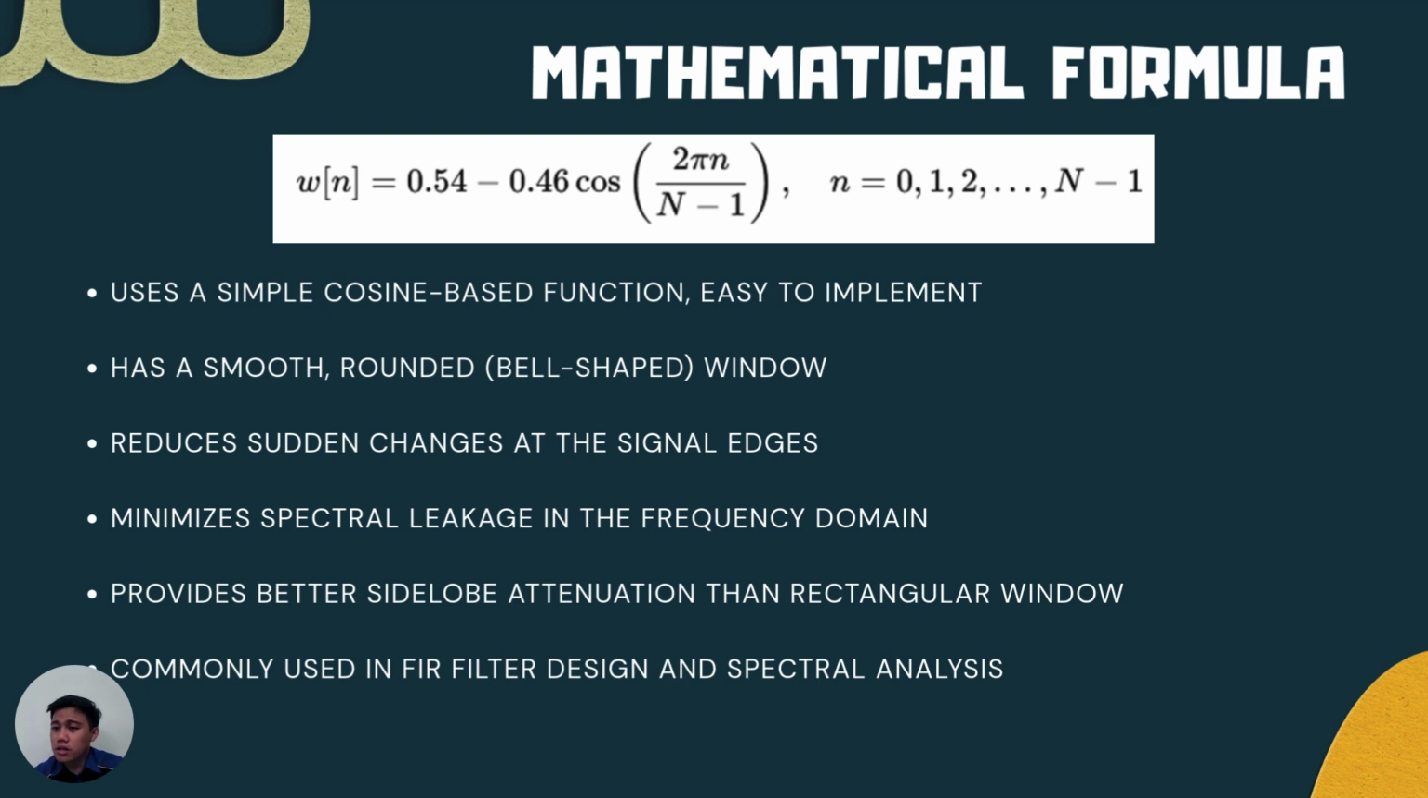So we can explain when transferred into the frequency domain using the Fourier transform. This smooth transition helps reduce spectral leakage. Compared to the rectangular window, the Hamming window provides better side lobe attenuation and improved frequency resolution, making it widely used in filter design and Fourier transform applications.